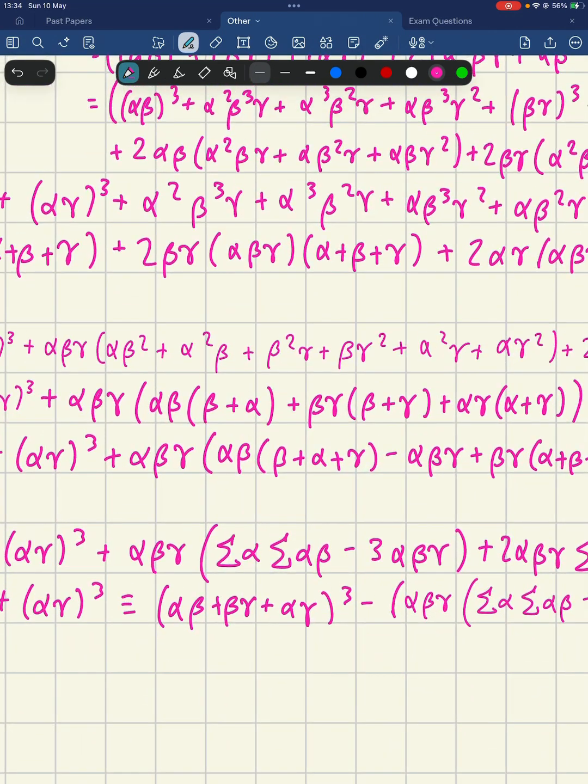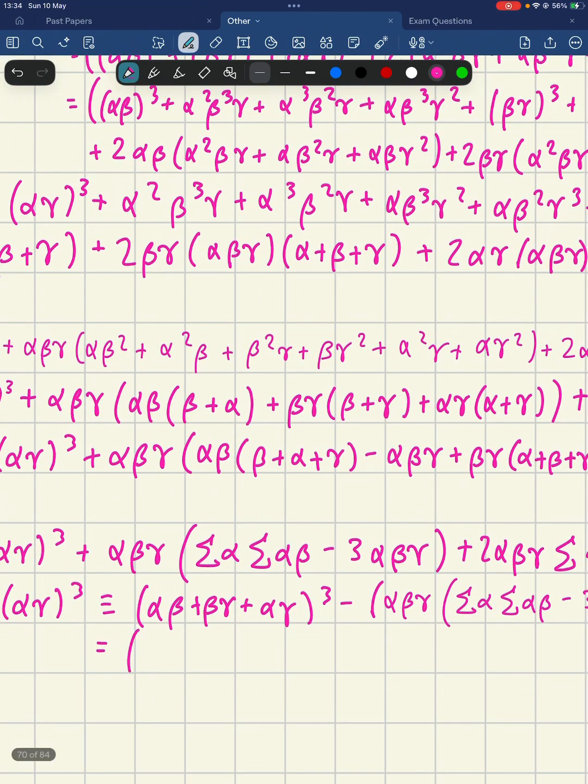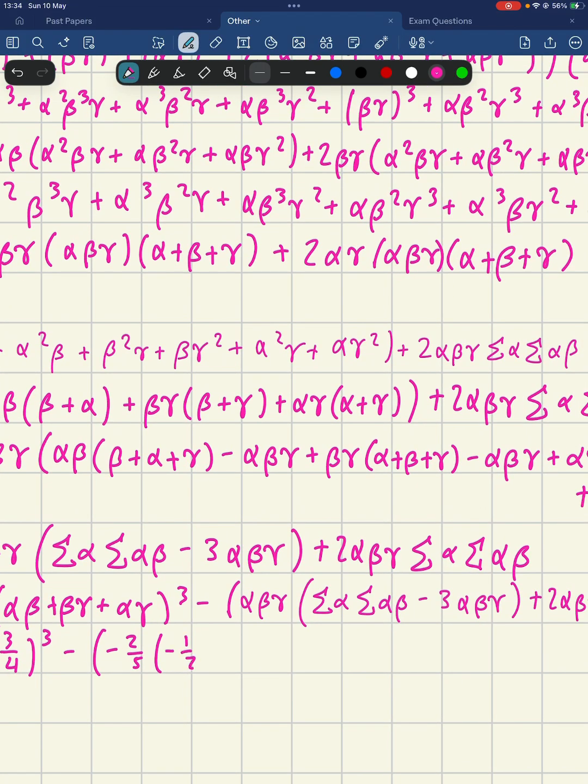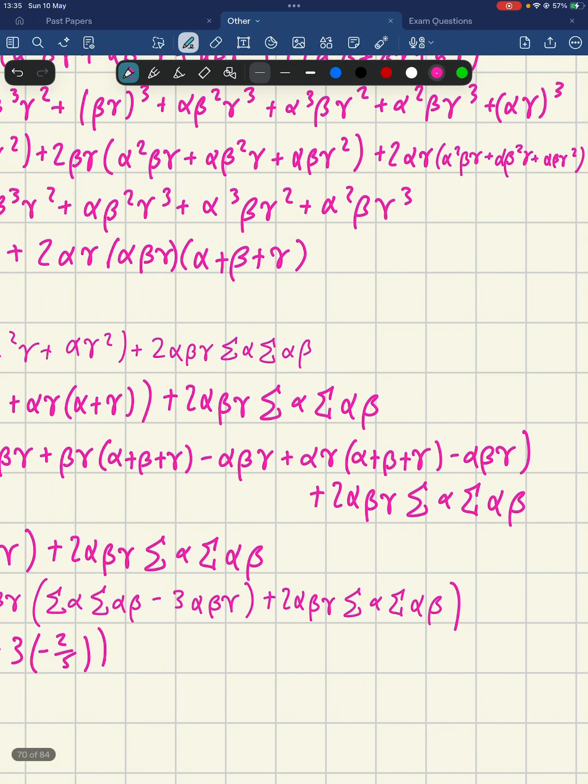Okay. We know that the sum of the products is 3/4. That's 3/4 cubed, minus alpha beta gamma. The sum of the roots is negative half. Alpha beta gamma again was negative 2/5, plus 2, also negative 2/5. Sigma alpha was negative half, and then sigma alpha beta was 3/4.